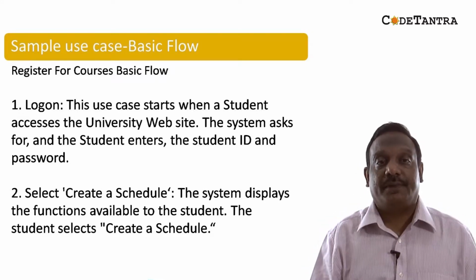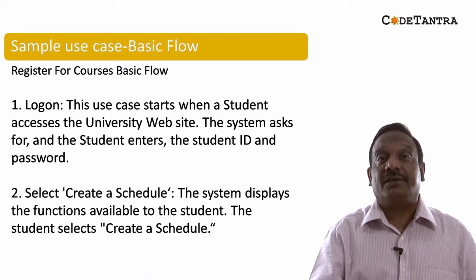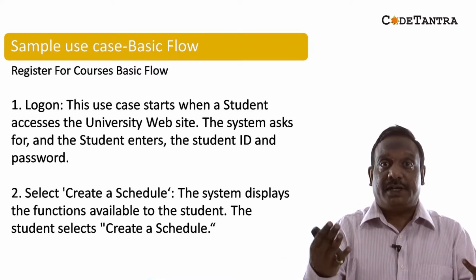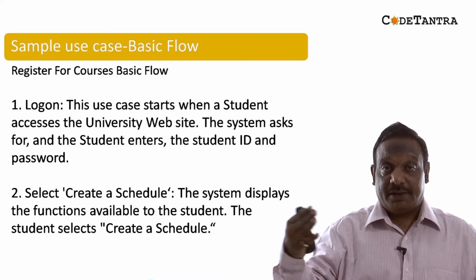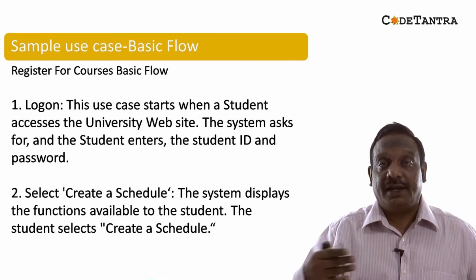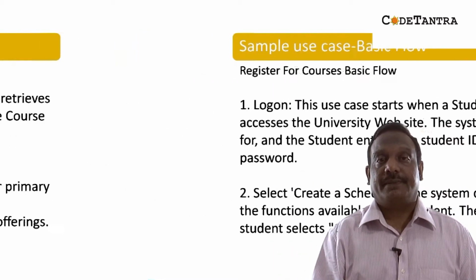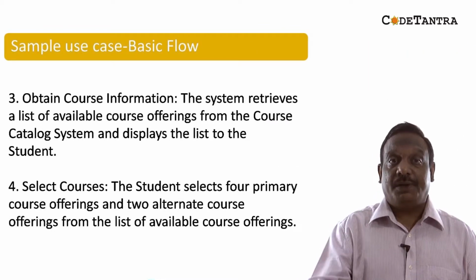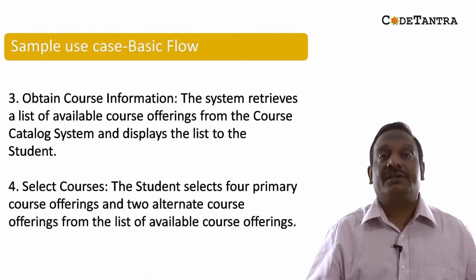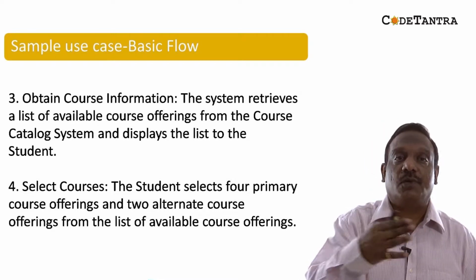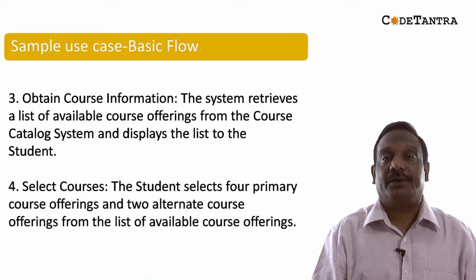And in the second step, after successful login, create a schedule. The system displays the functions available to the student. The student can do many things with this system, but because our use case is registering for courses and creating a schedule, the student selects the create a schedule button. Then the system displays or obtains course information. The system retrieves a list of available course offerings from the course catalog system and displays the list to the student. That is the third step on your screen.